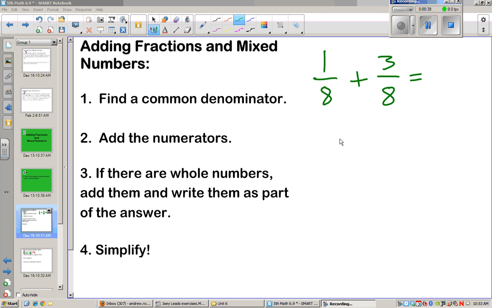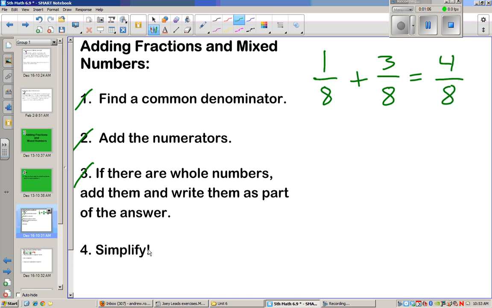Let's take this example problem here and try it, run it through the 4 steps. 1/8 plus 3/8. Find the common denominator. Well, they've got a common denominator. They're both eighths. Cross that off. Add the numerators. 1 plus 3 is 4. I'm keeping that common denominator, so I've got 4/8. Are there any whole numbers to add? No, there aren't, so I'm done with that step.